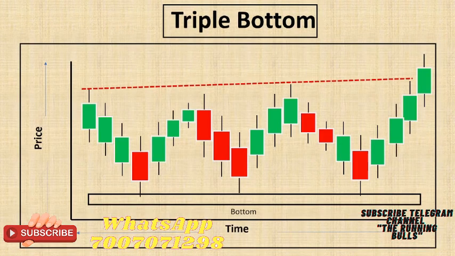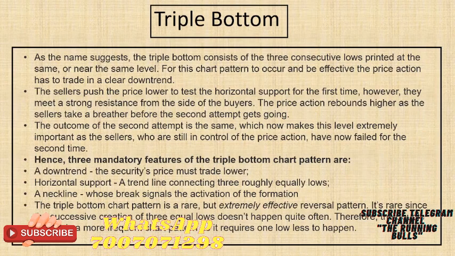Let's see next, triple bottom. Triple bottom is similar to the triple top. Let's straight away see it in detail. As the name suggests, triple bottom consists of three consecutive lower lows printed at the same or nearly the same level. For this chart pattern to occur and be effective, price action has to trade in a clear downtrend. The sellers have to push the price lower to test the horizontal support for the first time. However, they meet strong resistance from the buyers, and the price action rebounds as the sellers take a breath before the second attempt.